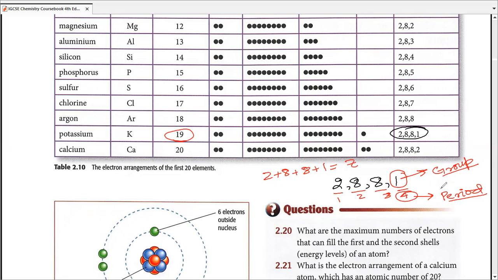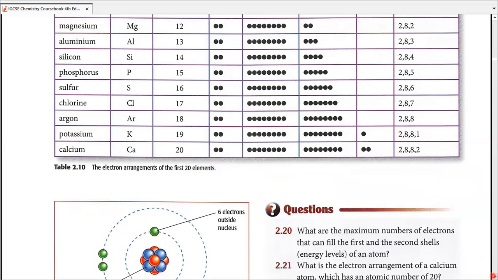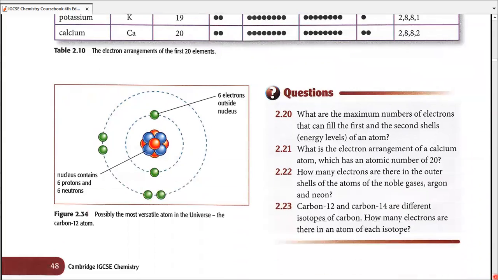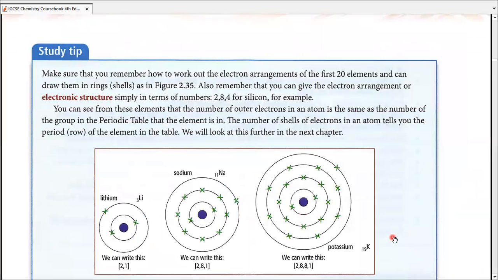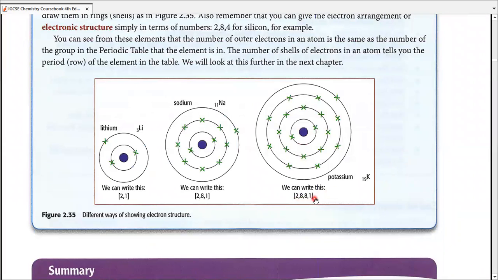Sometimes they also consider it important for the bonding chapter, and they have their good fill of questions related to those. Let me bring you to the next page's diagram, which is going to give you a pretty good idea about it too. Take a look. This 2, 8, 8, 1 for potassium is actually proving it's 19. First shell has 2 electrons, second has 8, third has 8, fourth has 1.